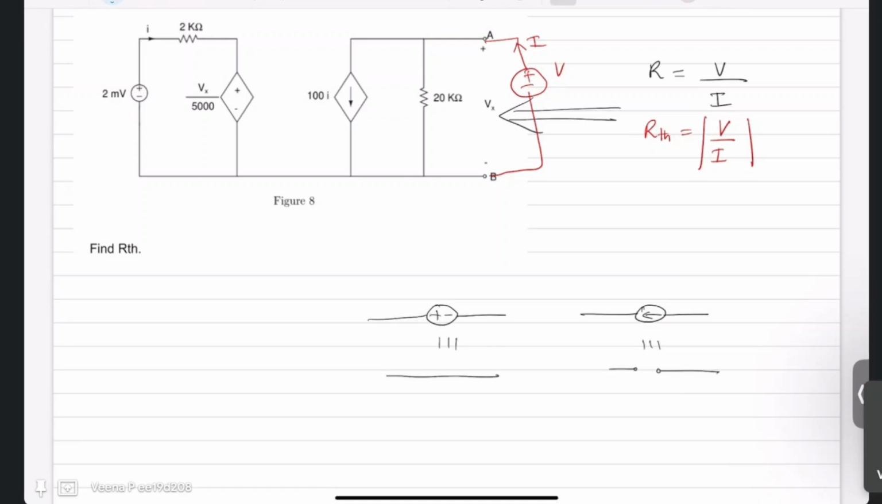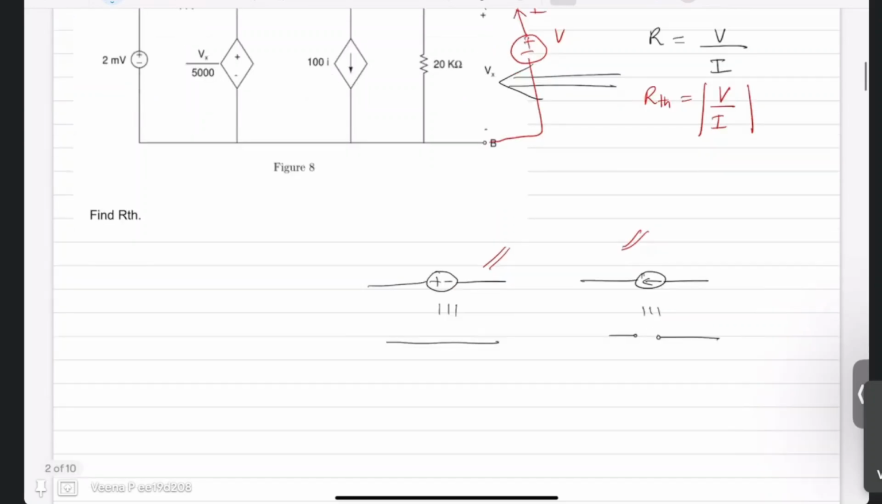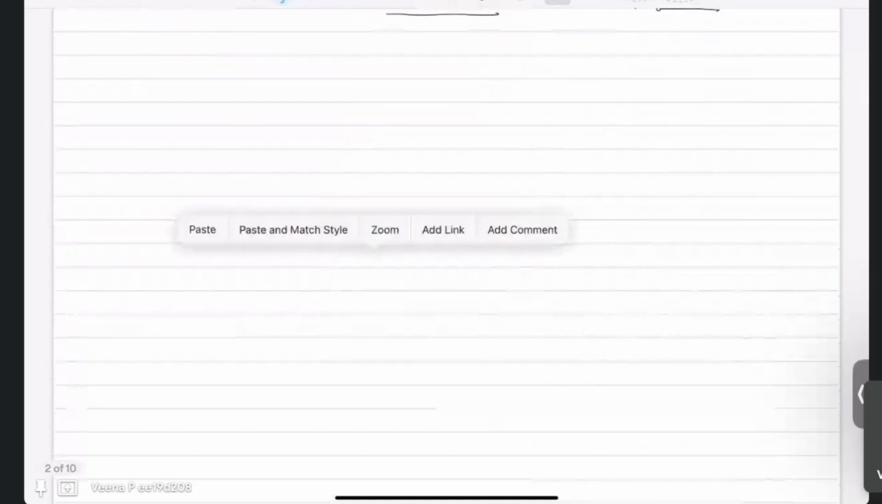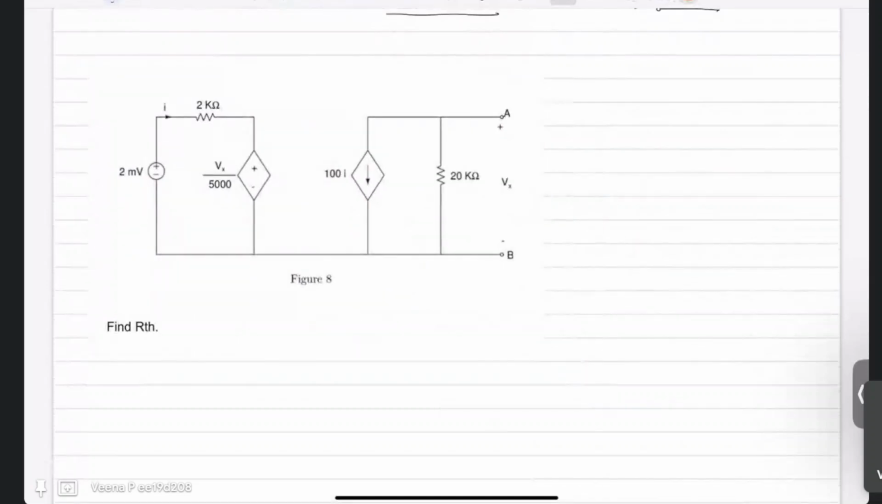This is applicable for the case of independent sources also. But to avoid that pain, you directly replace the sources and find the equivalent resistance. In this case, you cannot do that. So you will apply a voltage source and find the current. In the given circuit, I will redraw this. So this is your circuit where you are asked to find the Thevenin equivalent resistance across AB.